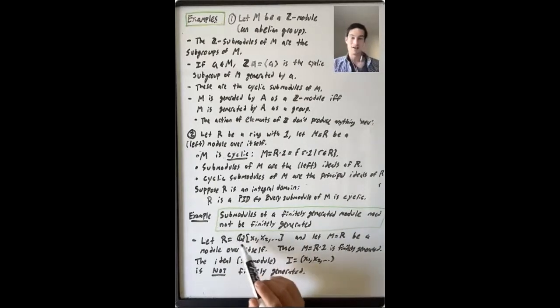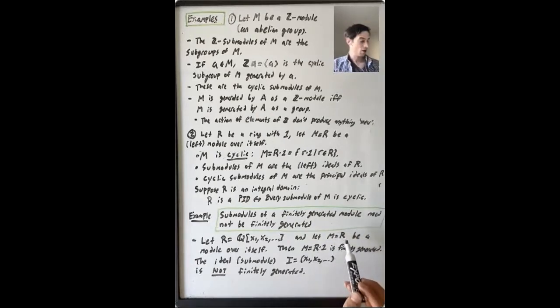So let's take R to be a polynomial ring over Q in infinitely many variables. Q adjoin x1, x2, and so on. And the trick is to take M to be R and think of it as an R module over itself. This is finitely generated. It's even cyclic. It's generated by the single element 1. All right, so what are the submodules? They're exactly the ideals in this ring.